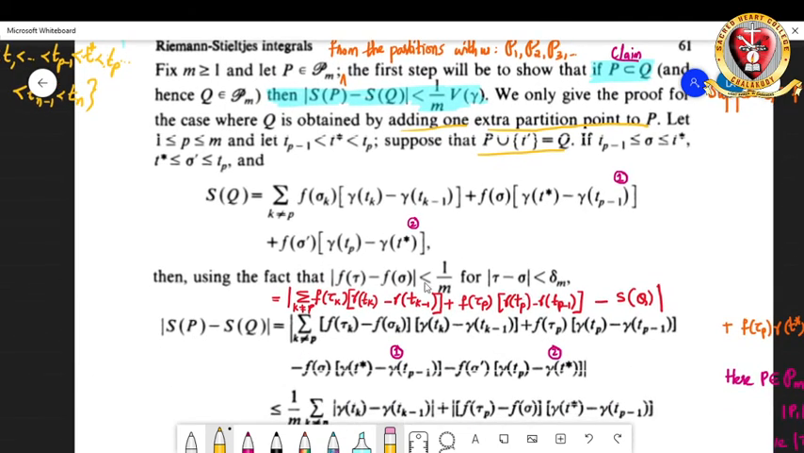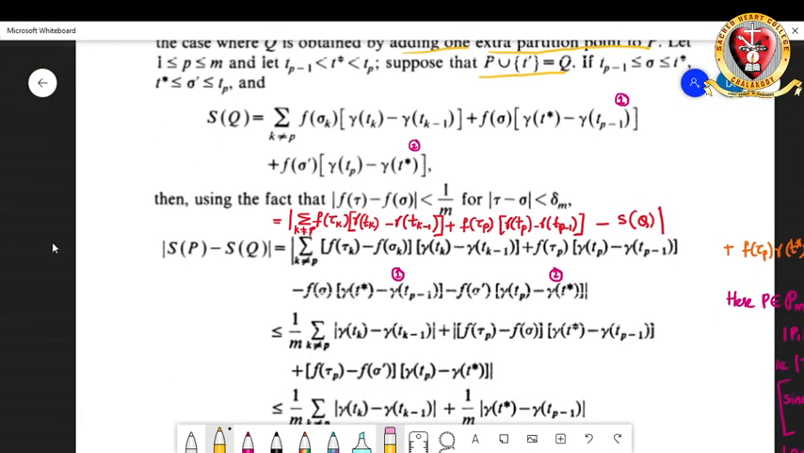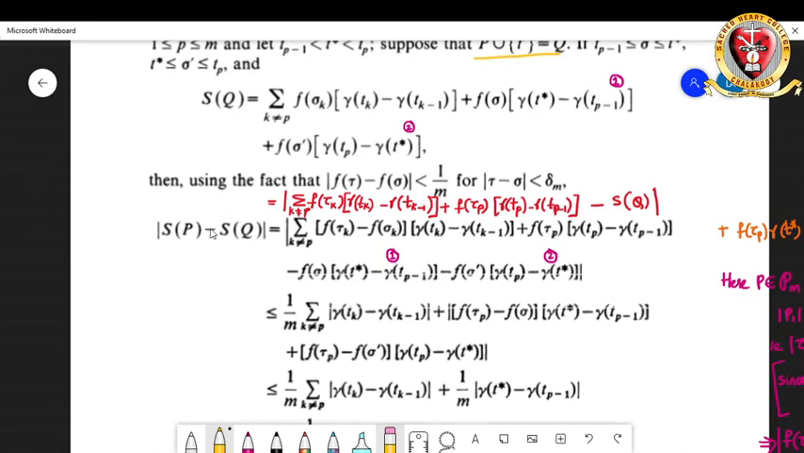Now we are going to use the fact that whenever modulus of tau minus sigma is strictly less than delta m, we have modulus of f of tau minus f of sigma strictly less than 1 by m, right? Why? Because f is uniformly continuous from our first inference, right? So now we are going to find the modulus of S of P minus S of Q. For that, we are going to write S of P. How did we rearrange S of P? S of P will be like this, right?